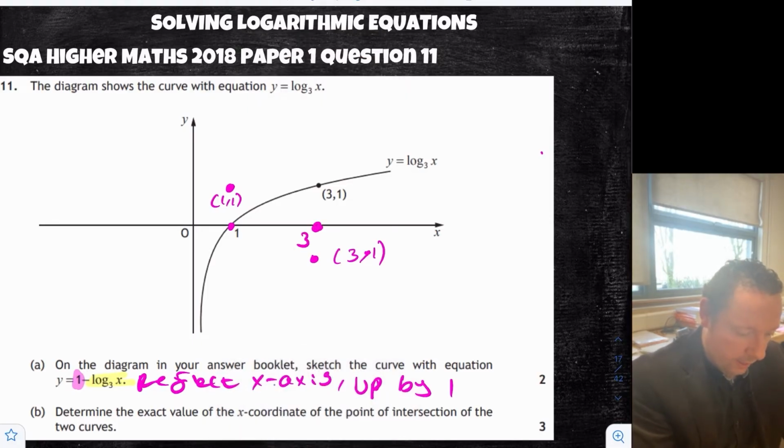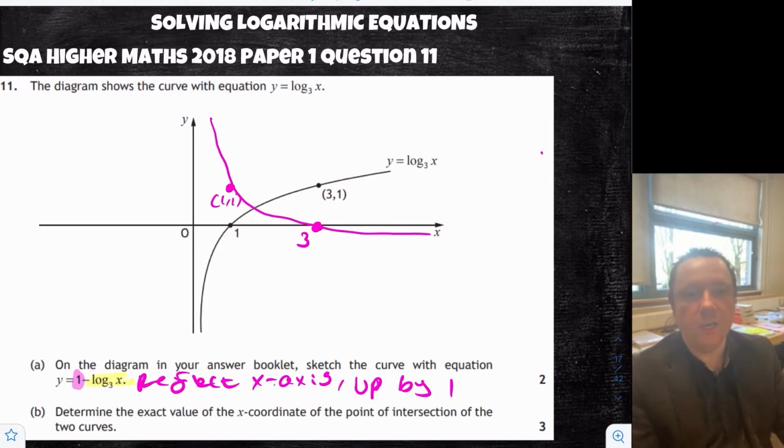Getting rid of my intermediate working, which you could use a rubber for if you were doing this by hand. And since it's reflected, it's going to go down and through here. So we can just draw that in, down here, through the way, and there we go. It's a reflection in the x-axis.